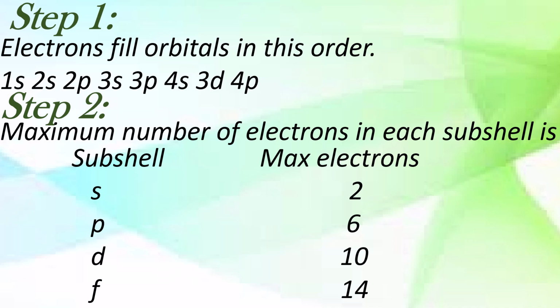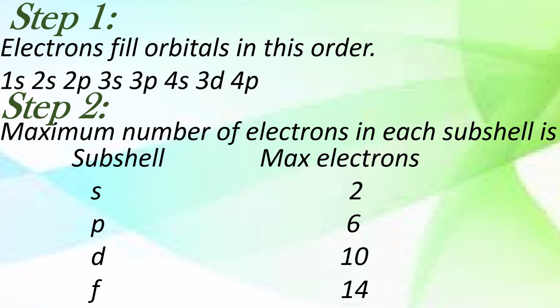Step 2. Maximum number of electrons in each subshell. Here I have written the subshell and the maximum electrons that it can hold. S orbital, as I have discussed earlier, is spherical in shape. It can hold 2 electrons. P orbital can hold 6 electrons because p has 3 orbitals, each containing 2 electrons, so a total of 6 electrons.